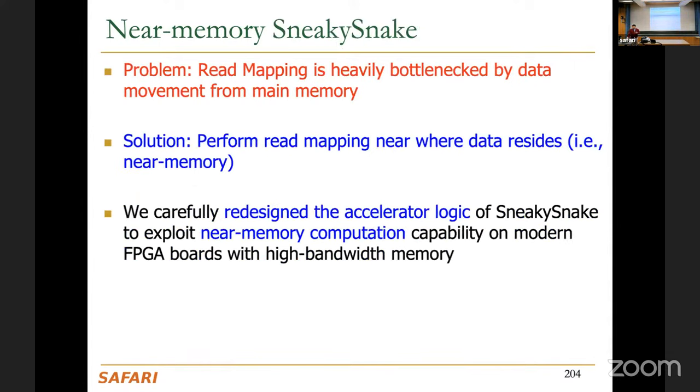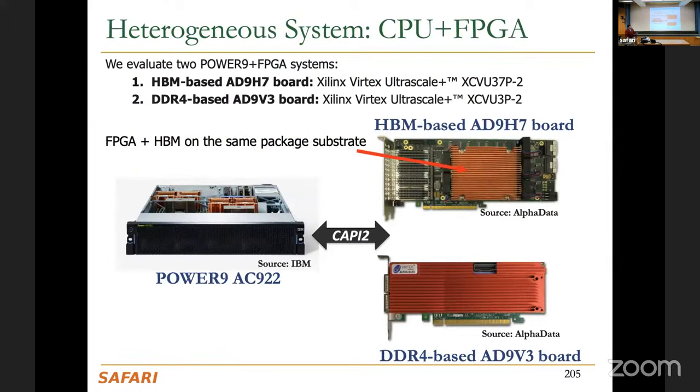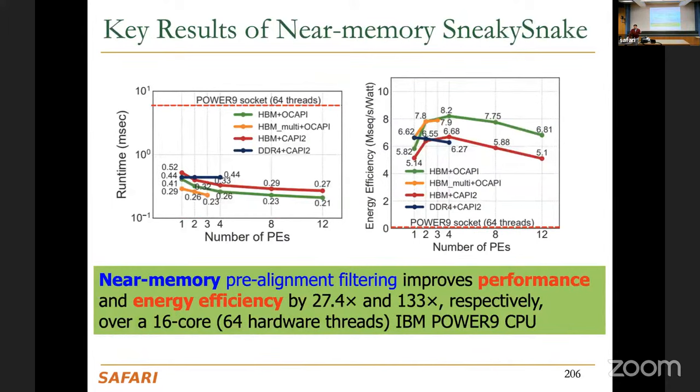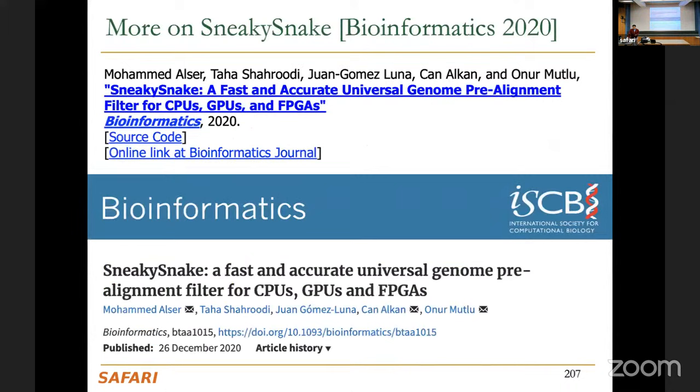This is basically what we also do in Sneaky Snake in this paper that I just showed you. We utilize an FPGA with a high bandwidth memory. Considering that we have a high bandwidth memory, how can we even modify Sneaky Snake further to reduce this data movement so that we can achieve even further performance and energy improvements? And this is showing those improvements that we have after inserting a high bandwidth memory into an FPGA. This is the Sneaky Snake paper.